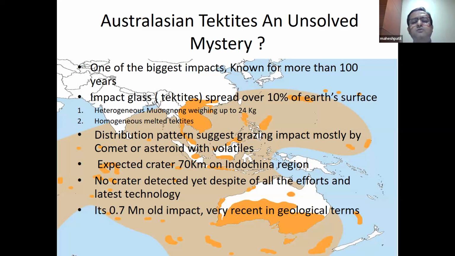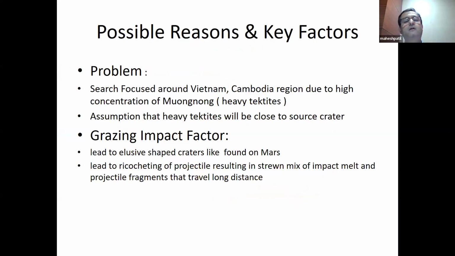So for the expected impact site, the minimum size of the crater for such a large ejecta field should be 70 to 100 kilometers. So the mystery is, where is the crater? Right now we have all the technologies. We have satellites, we have remote sensing, we have each and every technology available apart from field investigation, but nothing has been reported to date.